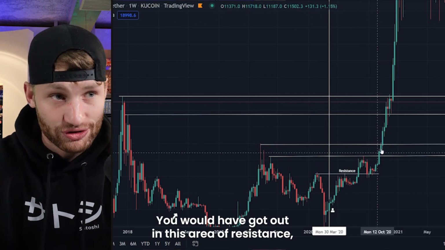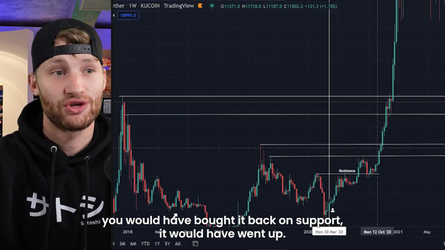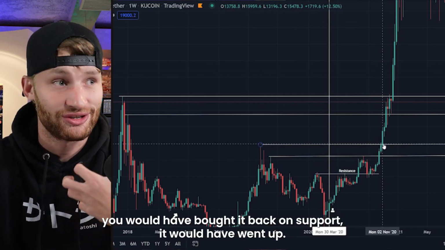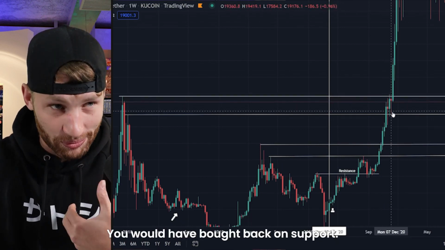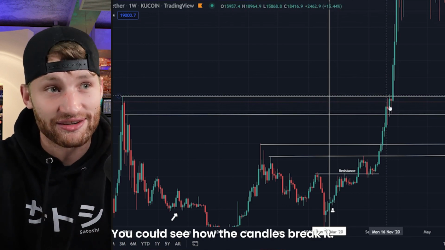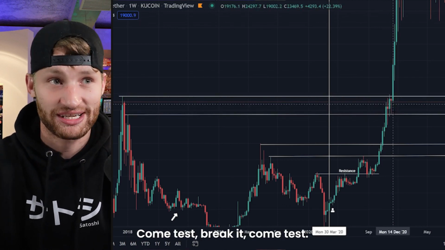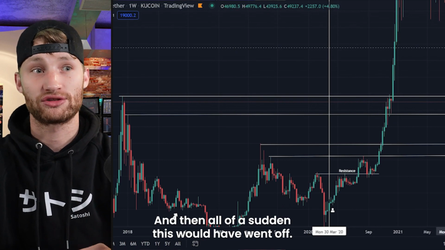You then would have been on this beautiful run. You would have got out in this area of resistance. You would have bought it back on support. It would have went up. You would have sold at resistance here. You would have bought back on support. You could see how the candles break it, come test, break it, come test. And then all of a sudden this would have went off.